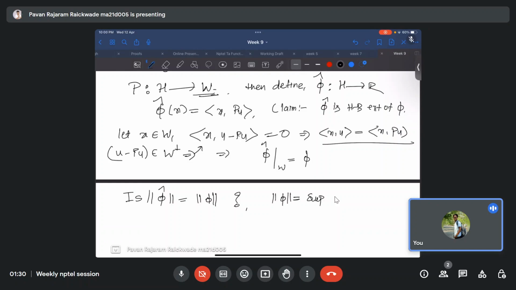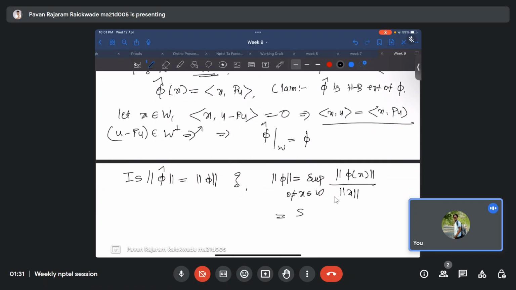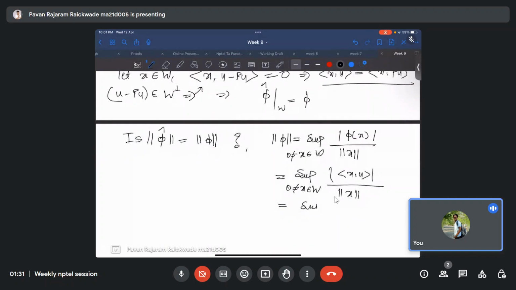It is the supremum over all x belonging to W, x non-zero, of norm of phi x upon norm x, correct? Which equals the supremum of norm of phi x, which is the inner product of x with u. Okay, the norm is just the modulus here because it's a functional. Inner product of x with u upon norm x, which is the same as the supremum of the modulus of the inner product of x with Pu upon norm x.